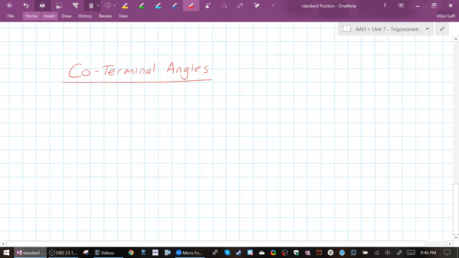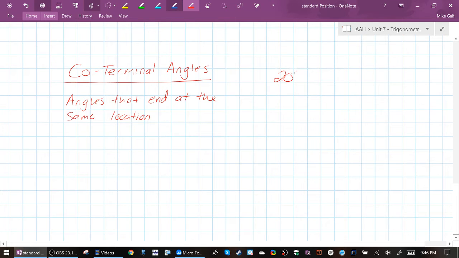All right, next thing we want to talk about are coterminal angles. Okay, so coterminal angles are angles that end, right? Terminal means to terminate or to end at the same location. So why don't I give you an example of coterminal angles?